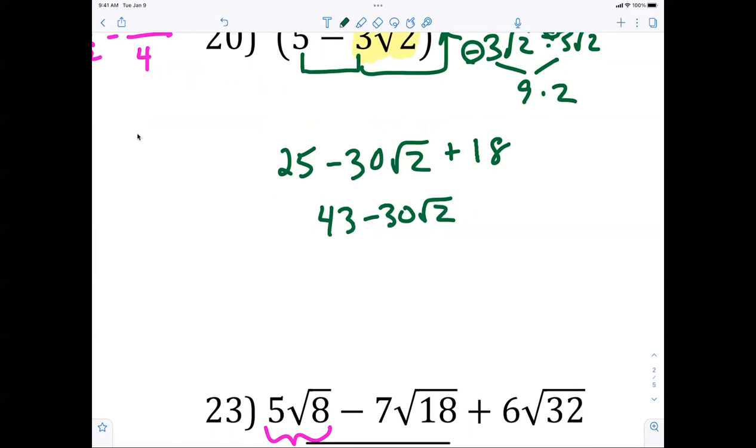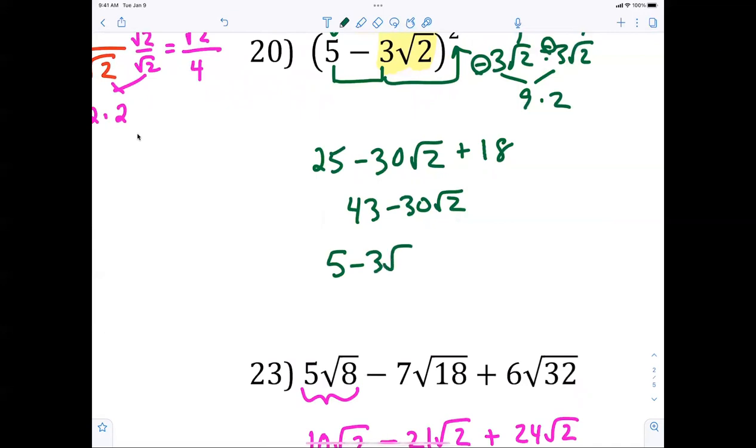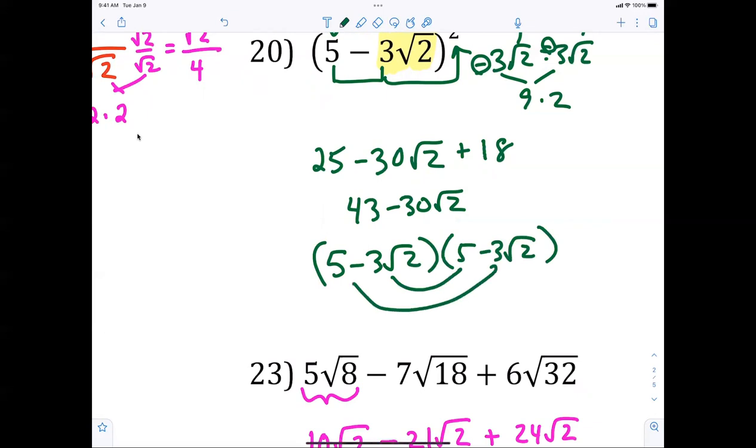There we have it. Now, if you don't like that, remember, you can write it as 5 minus 3 radical 2, and then 5 minus 3 radical 2. And then that's negative 15 and negative 15. That's how I make the negative 30. All right. But again, I'm trying to get you to know the patterns, correct?